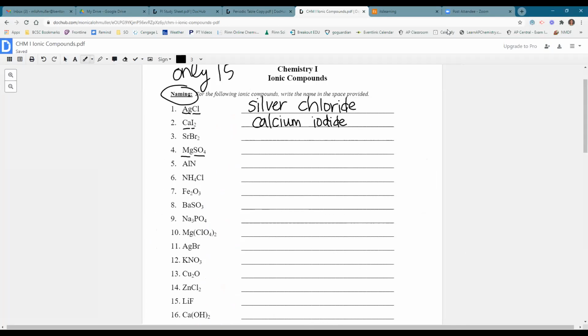looking at number 4, Mg stands for magnesium. So that's the first part of the name. But then for the second part, we are not going to label sulfur and oxygen second.